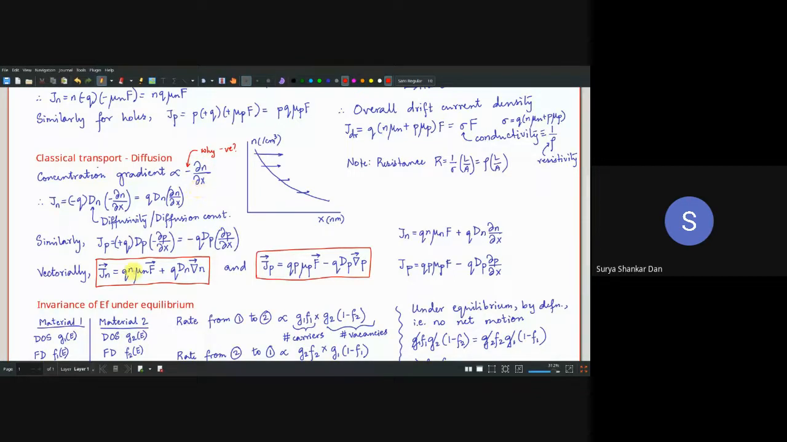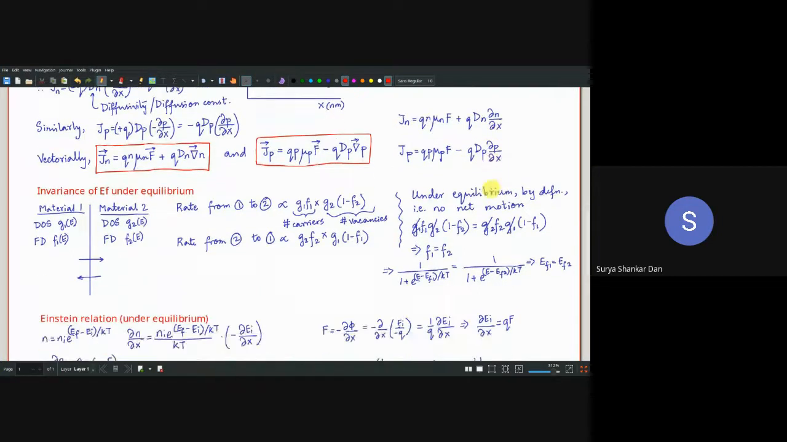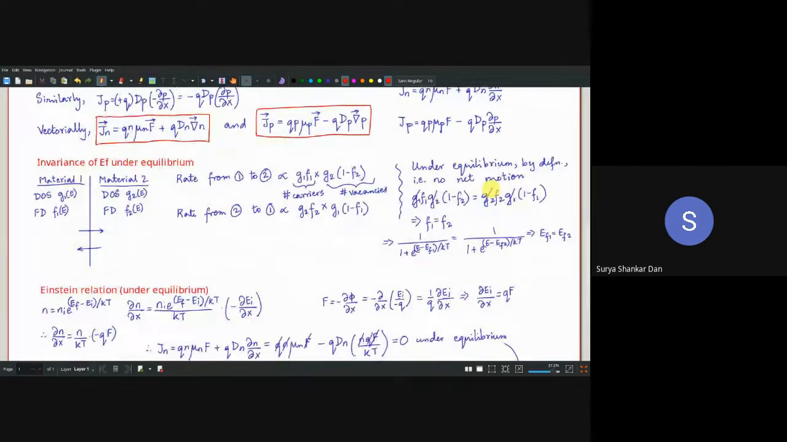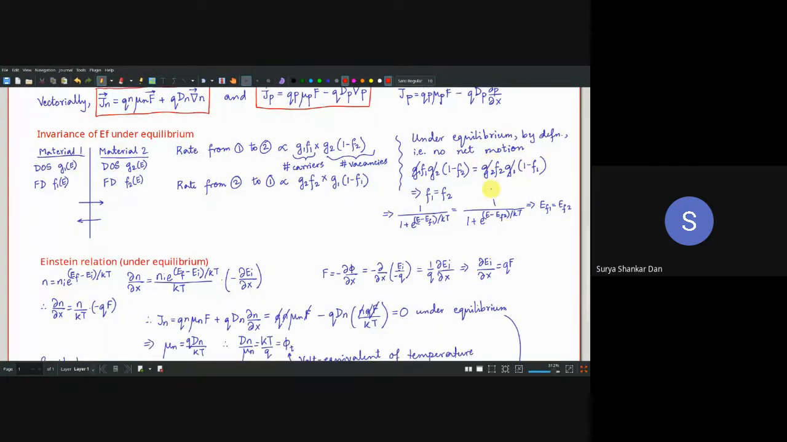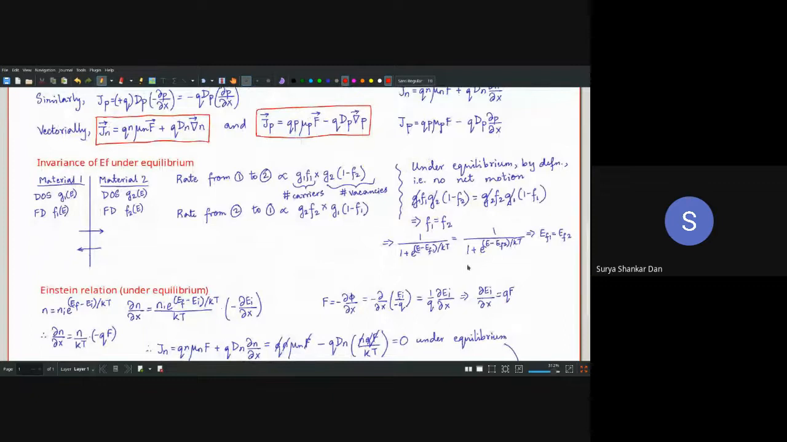Okay. Now vectorially, this is represented like this in more kind of advanced level textbooks. Like if you are going into R&D, you will actually encounter these kind of relations. But anyway, for our purposes, this is good enough, where it is only for one particular direction. Okay. Now comes a very important topic to understand before we proceed further. This Einstein relation is also something which you have studied, but I do not know why most textbooks do not explain this, or most courses do not explain this. This is very important. That is invariance of Fermi energy level under equilibrium.